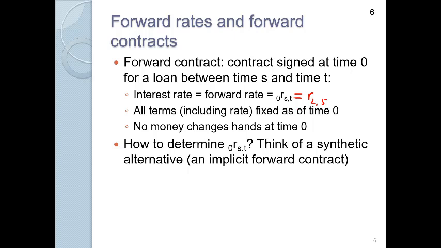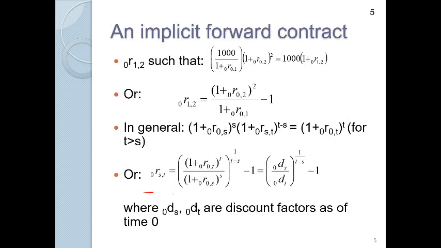No money is going to change hands at time t equals 0. This means that at inception, the PV of a forward rate agreement is going to be equal to 0. So then the question is, how do you determine this R_S,T? And the way we did it was by deriving it in this form.